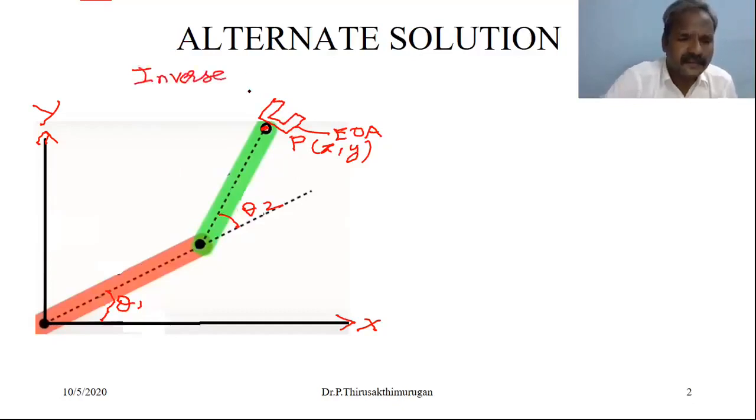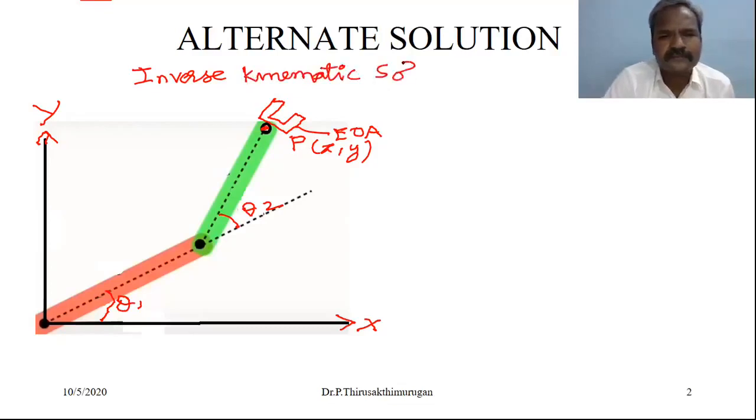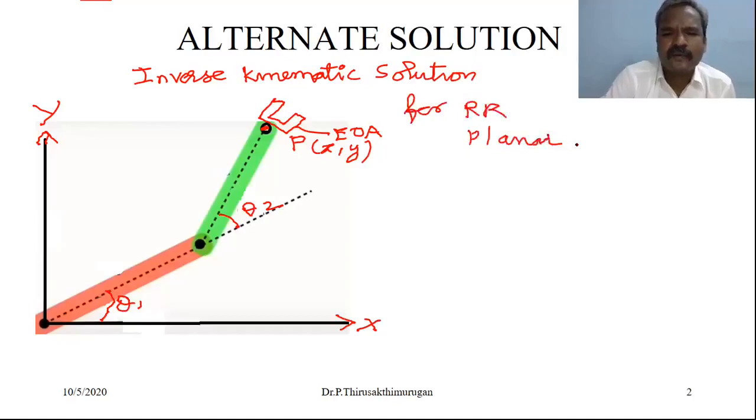inverse kinematic solution for RR planar robo. Okay, what we are going to do here is we are going to first determine theta 2.